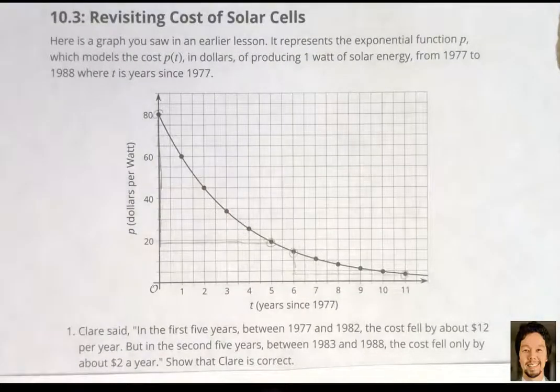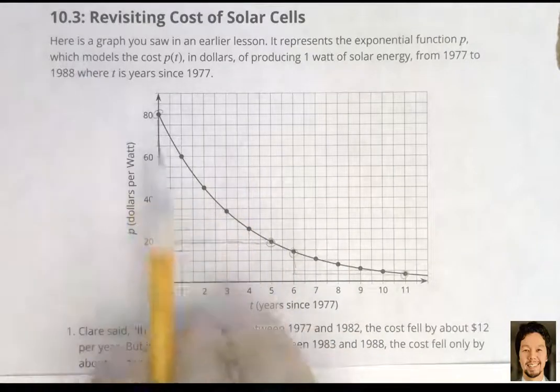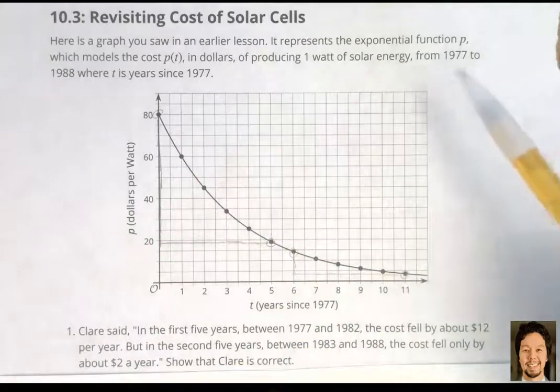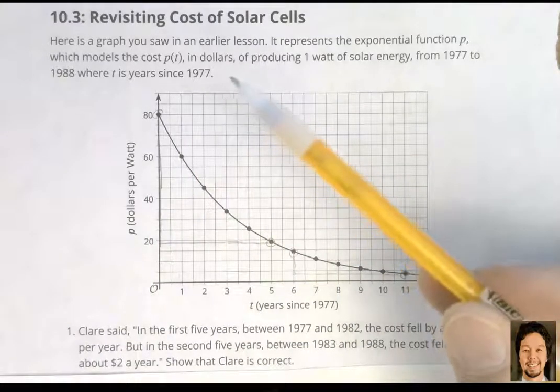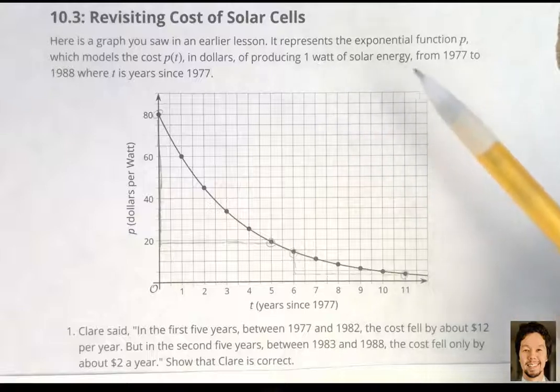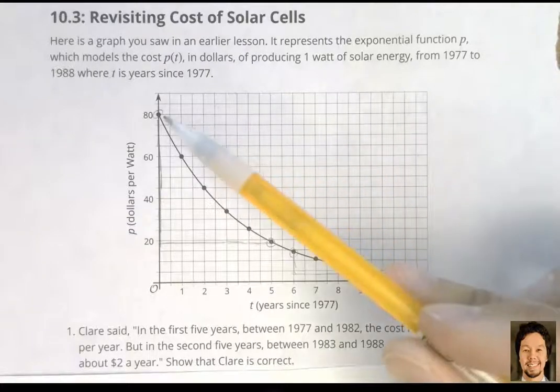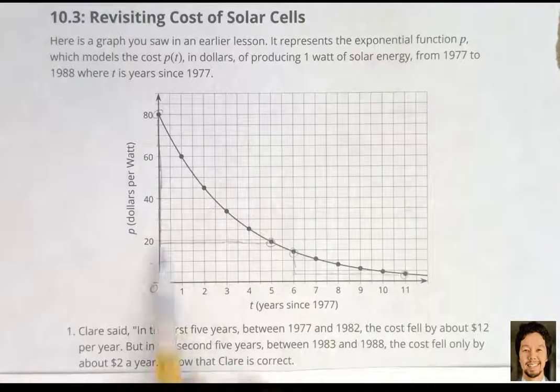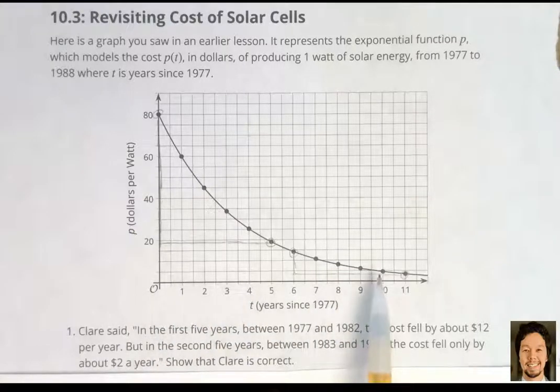10.3, revisiting the cost of solar cells. Here's a graph you saw earlier. It represents the exponential function P, which models the cost, P of T, in dollars of producing 1 watt of solar energy from 1977 to 1988, where T is the number of years since 1977. So as we look at this graph, we can see this is the cost, from $0, 20, 40, 60, up to $80, and this is the number of years since 1977. So this would be 1977 at 0, and this would be 10 years later, 1987 at 10.